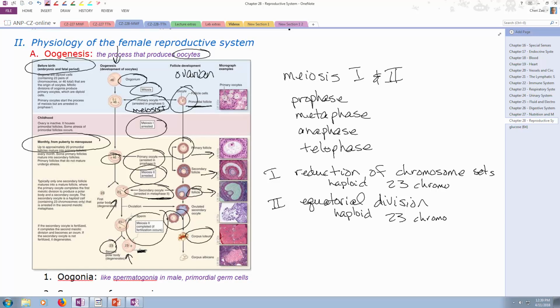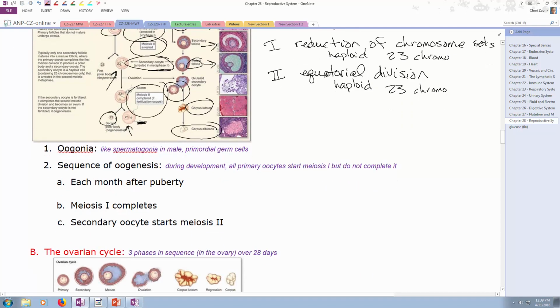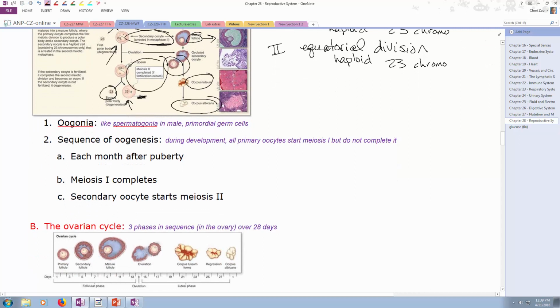The corpus luteum will have a peak progesterone production that we'll take a look at, and then it will start to decline. And if successful implantation doesn't occur, then the corpus luteum completely withers away into the corpus albicans. So on one side, we show what's happening to the oocyte. On the other side, we show what's happening within the ovary. And now let's look a little bit more at our notes. Oogonia are, like spermatogonia in the male, primordial germ cells that are mitotically active.